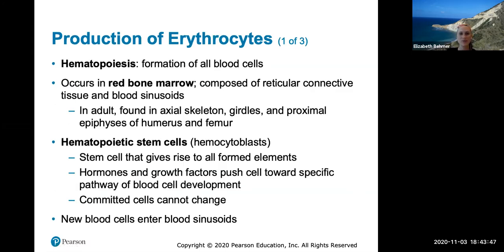Hematopoiesis is just the formation of all blood cells. It will occur in your red bone marrow. Hematopoietic stem cells are stem cells that give rise to all the formed elements. So this just means that all of your blood cells, whether they're a white blood cell, a platelet, or a red blood cell, will all arise from one kind of precursor stem cell.